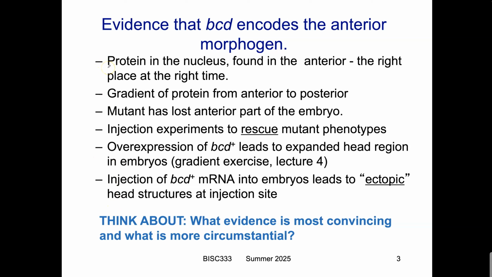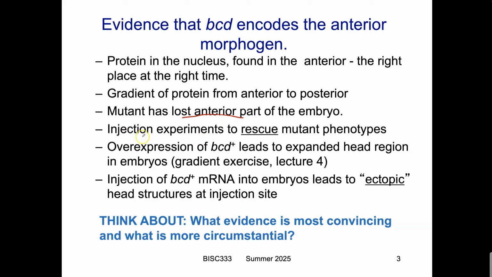So the protein is found in the nucleus. It's stronger in the anterior. So it's in the nucleus at about the time we're expecting some specification of anterior versus posterior. It forms a gradient. When you make a mutation in it, it's lost the anterior part of the embryo.